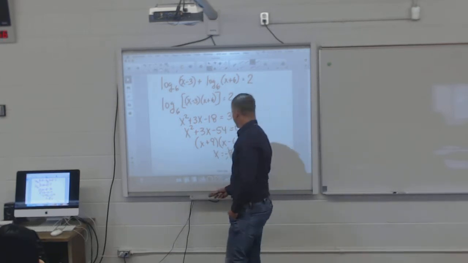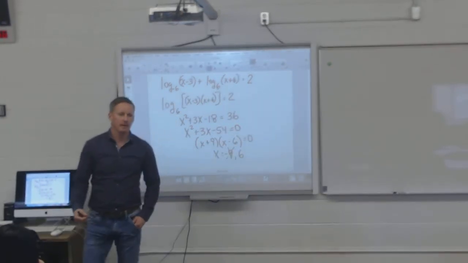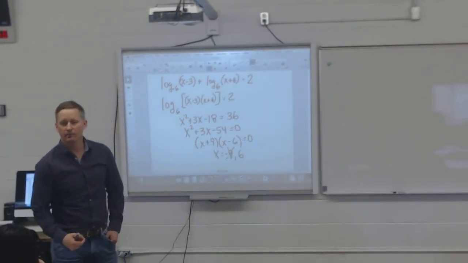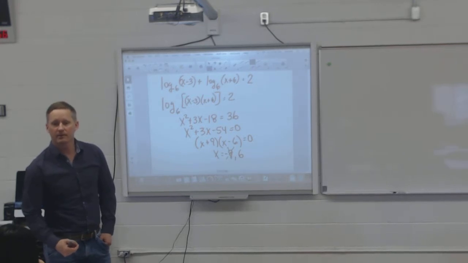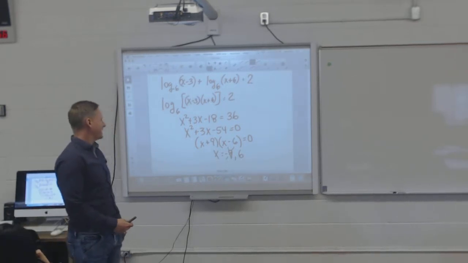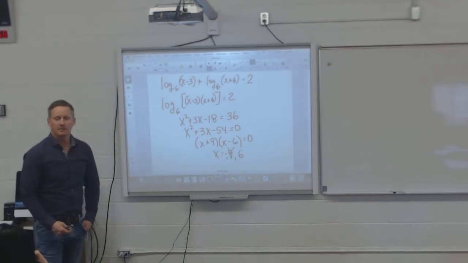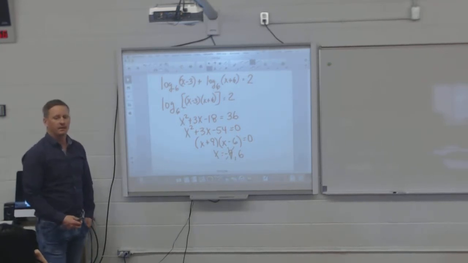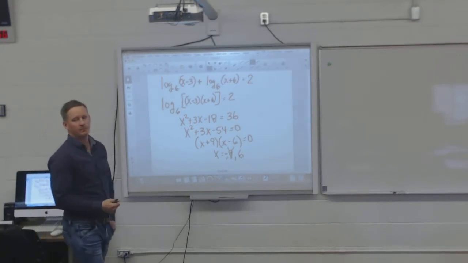So let's just hope 6 is right today. Look in the back of the book. No, the right answer says negative 9 and 6. What's that, sir? They say both will work. You would say both work? Negative 9 can't work, but I checked the back and they say both work. Negative 9 can't work because you can't have the log of a negative number.